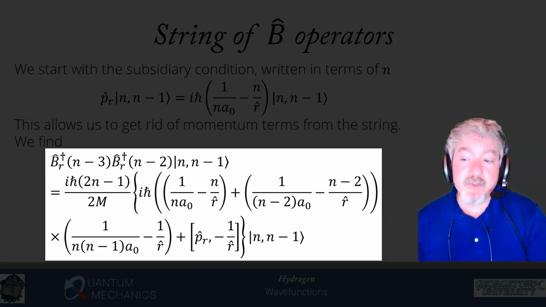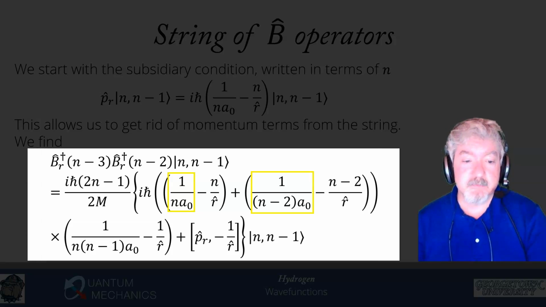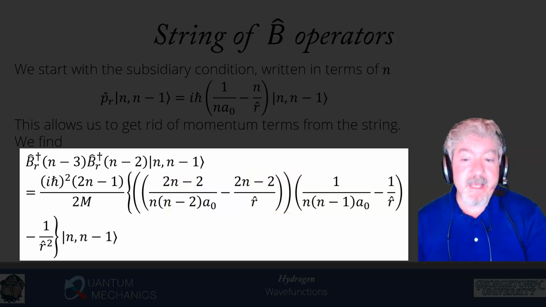Okay, we can combine those terms just like we did before. The terms with 1 over r hat easily add. The terms with 1 over a0, I have to put both over the same common denominator. I will get a 2n minus 2 over n times n minus 2 a0, and I will get a 2n minus 2 over r hat. So we go ahead and make that simplification.